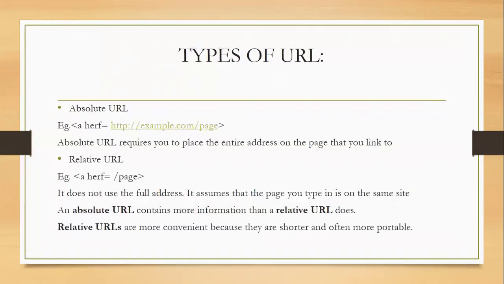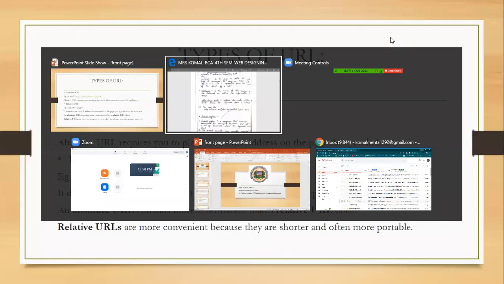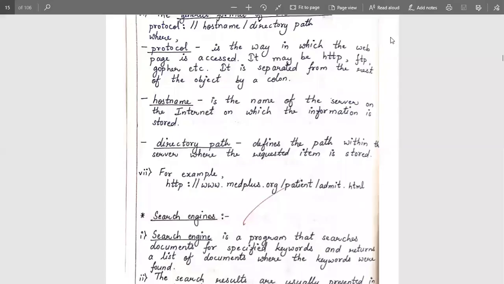After that, an absolute URL contains more information in comparison to a relative URL. Relative URL is more convenient because it is shorter and often more portable. But the limitation is that we can use a relative URL only when we are using the same site, else we can't use relative URL. We have to use absolute URL in that scenario, right?